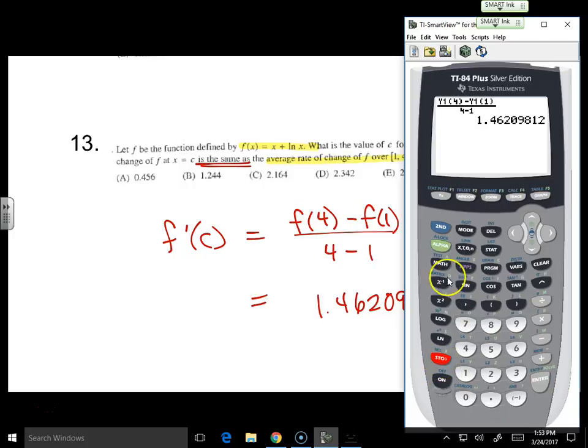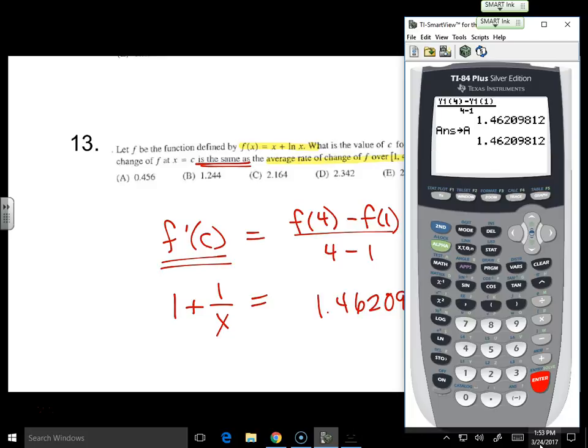Why am I going to store them? Because I don't want to round them. I want to use them. Who needs to be equal to that? The derivative. Wait a minute. Do I know what c is? Nope. So what do I have to do? Take it myself. Oh, that was a struggle.